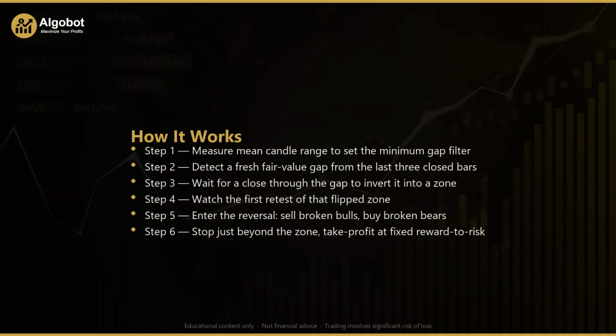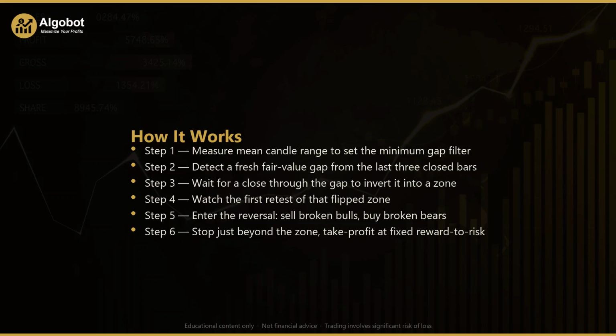Let's walk through the exact logic, step by step. The strategy acts once per freshly closed bar, never on incomplete candles. First, it measures volatility by averaging the candle range over the recent look-back window, 20 bars by default. It multiplies that average by the minimum gap factor to set a floor on how large a gap must be to count. This keeps the strategy from reacting to tiny, meaningless gaps.